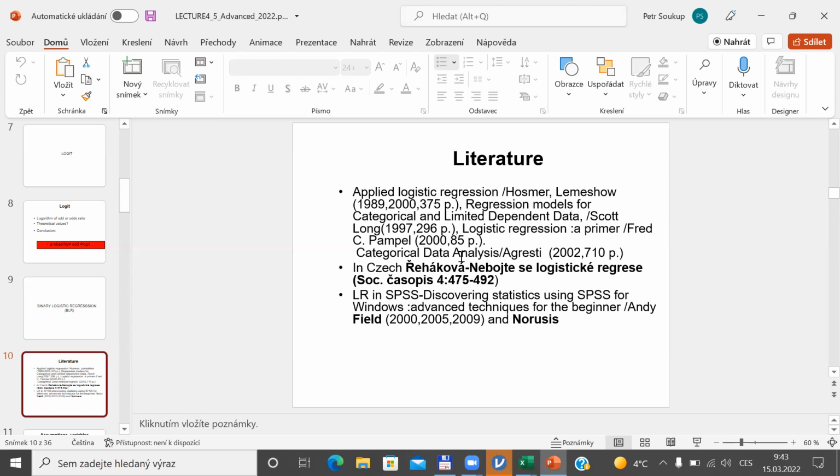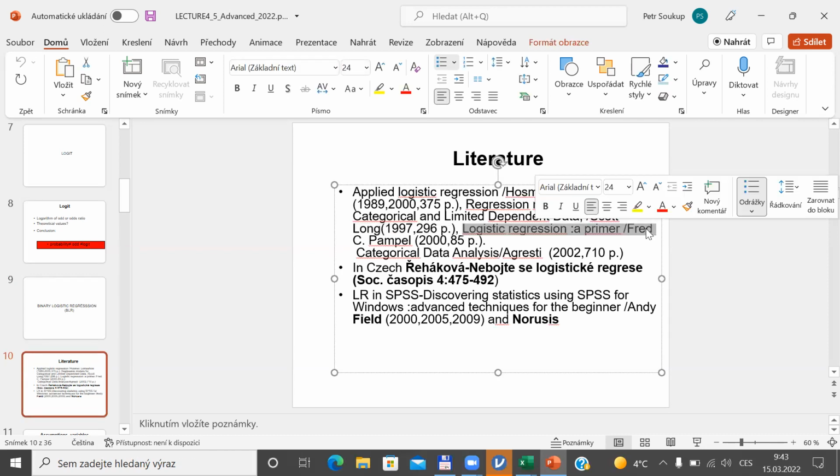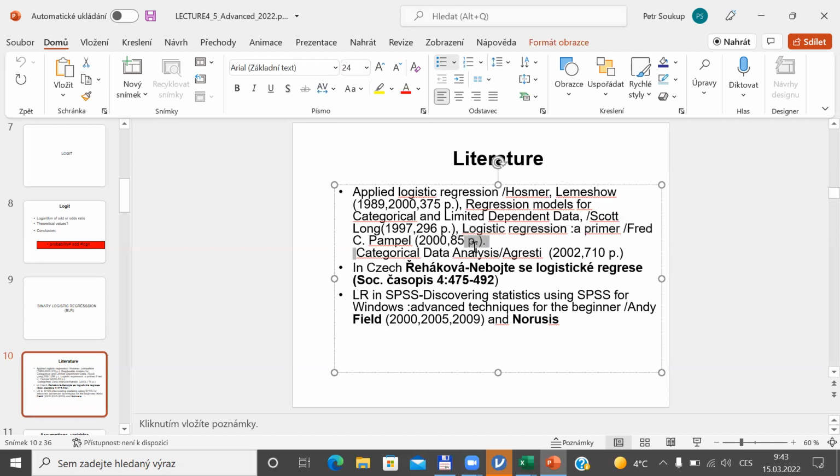In my opinion, maybe the best book in the field is called Regression Models for Categorical and Limited Dependent Data, written by Scott Long. There is also a version which was written by Scott Long for the Stata software package. And if you would like to have a brief insight, there is also a very nice small book written by Fred Pampel called Logistic Regression: A Primer. If you would like to be a specialist in the analysis, not only of logistic regression, but of all related procedures, so procedures for so-called categorical data.